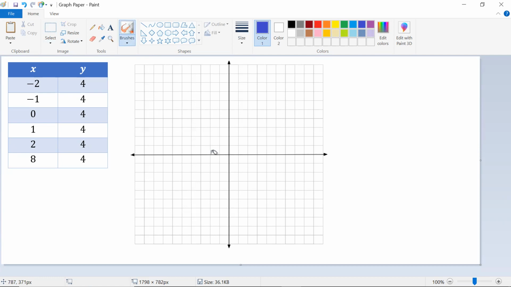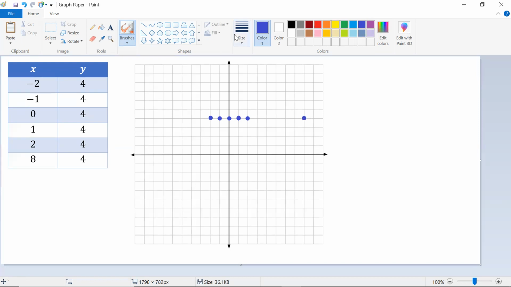-2, 4 gives me this point. -1, 4 gives me this point. 0, 4 gives me this point. 1, 4 gives me this point. 2, 4 gives me this point. 8, 4 gives me this point over here.